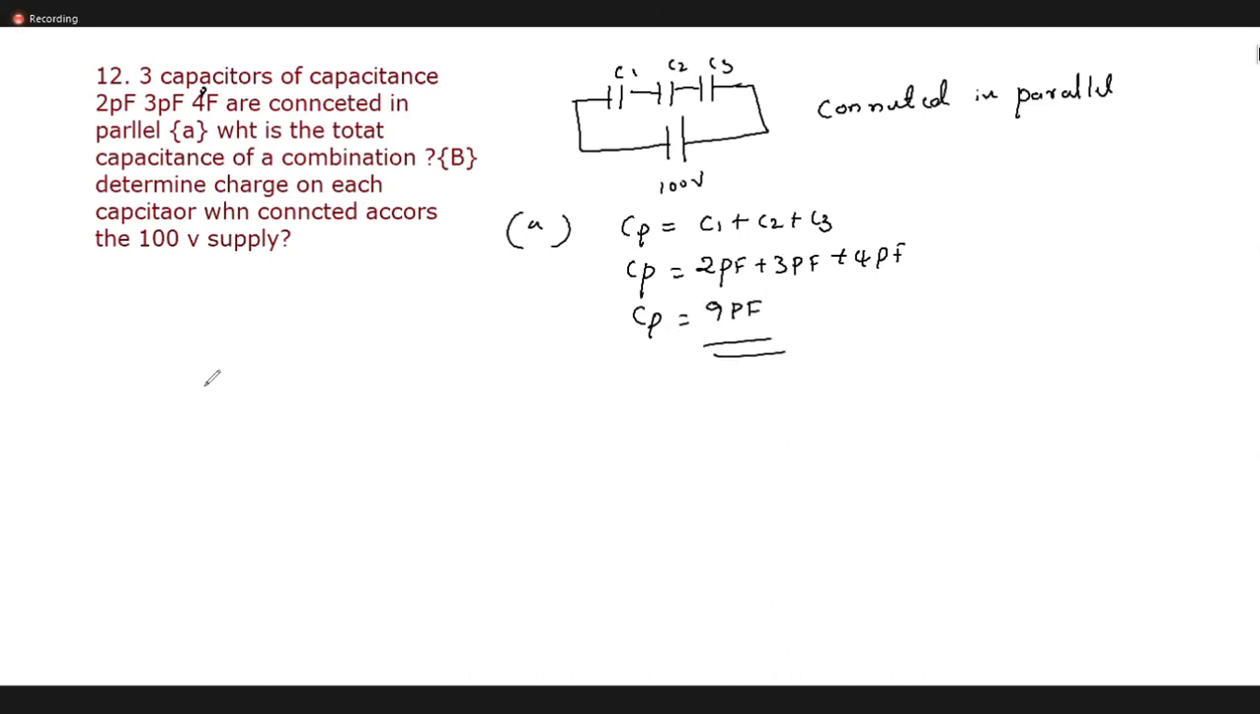Now you need to find out what they ask: determine the charge on each capacitor. So how to find it here? The charge on the capacitor C1 is Q1. So let me write Q1 is equal to C1 into V. Yes or no? Q2 is equal to C2 into V. Yes or no? Will you do it like that?